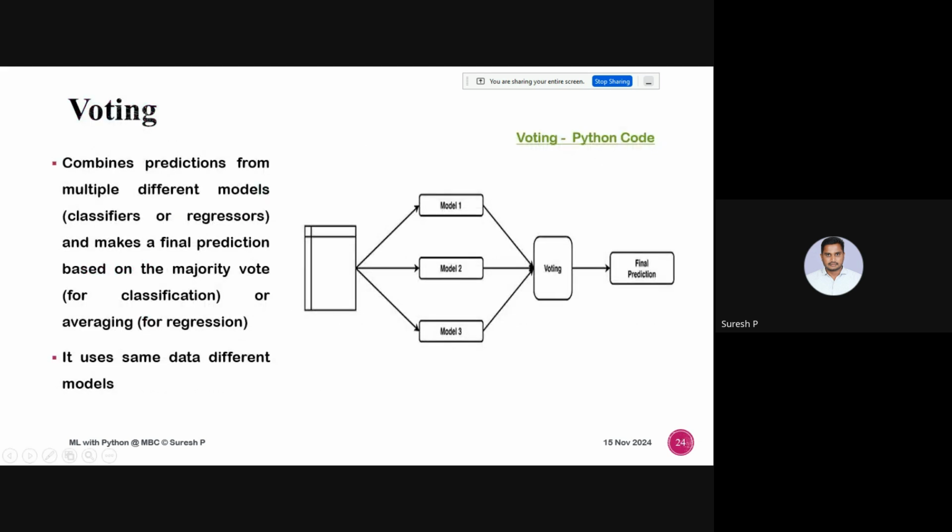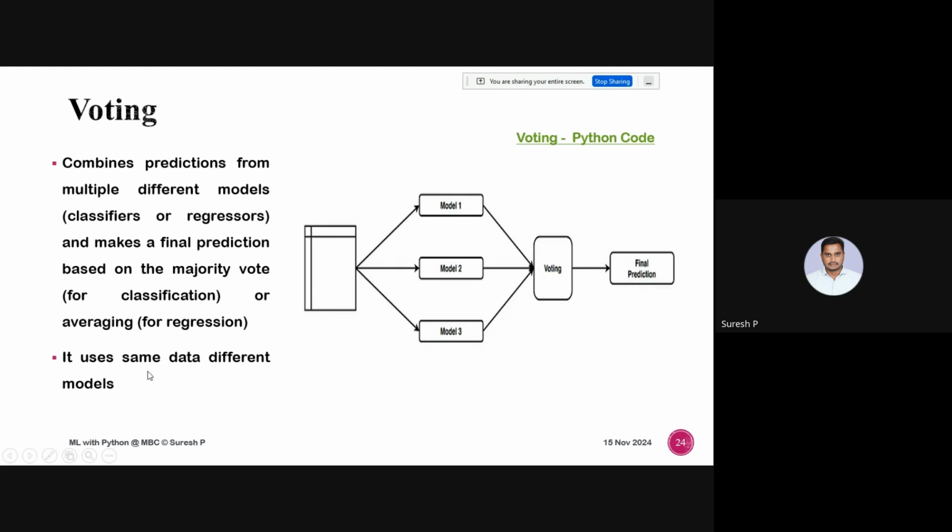Here you can see the diagram. We have the same data set. The models are different: model 1, model 2, model 3. And here we apply the voting technique. Based on that voting technique, we come to the final predictions.